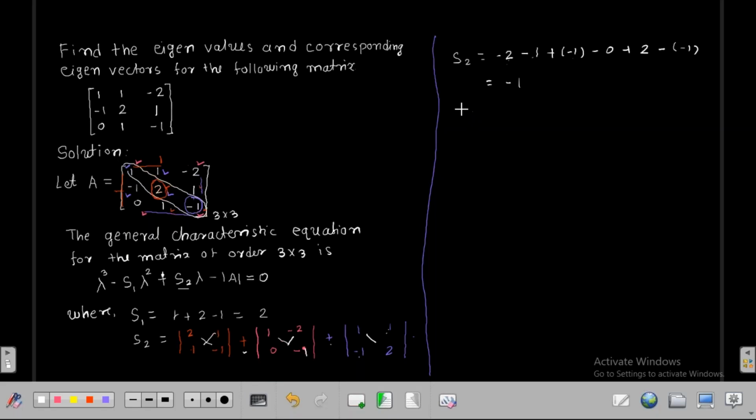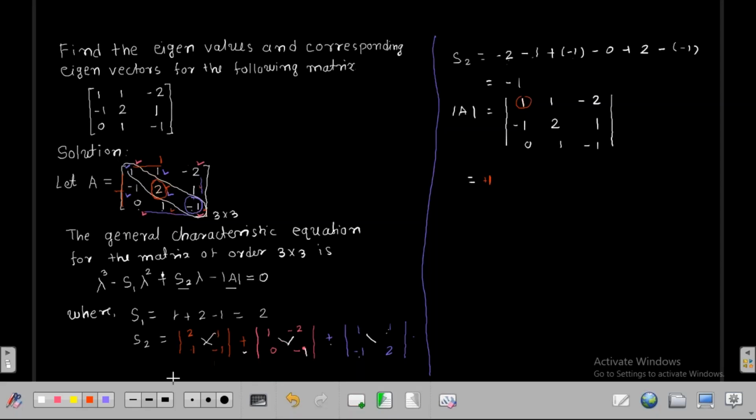Now find the determinant. The last is the determinant of A. So we find the determinant of this matrix. Write this matrix in the form of a determinant. The first row numbers are 1, 1, minus 2. The second row numbers are minus 1, 2 and 1. The third row numbers are 0, 1, minus 1. Now find the determinant. How to find the determinant here? I'm taking a red color to denote this one. So here is 1, positive 1.